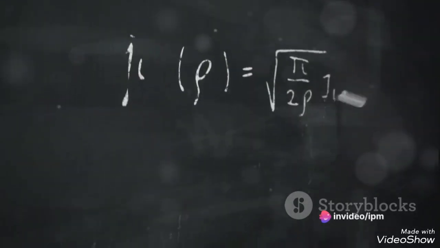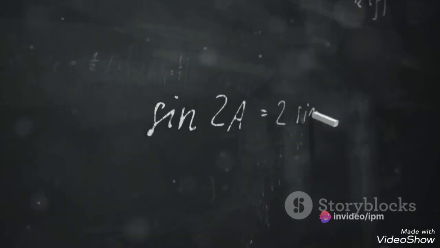Complex numbers are numbers that can be written in the form a plus bi, where a and b are real numbers, and i is the imaginary unit with the property that i squared equals -1.